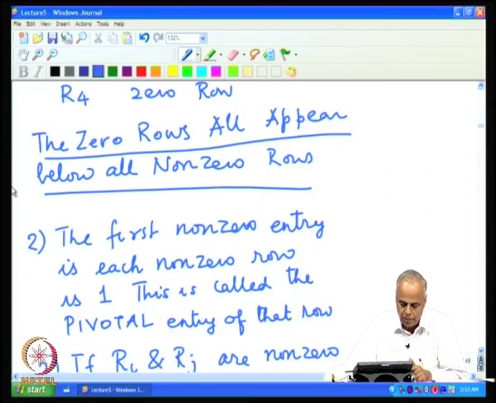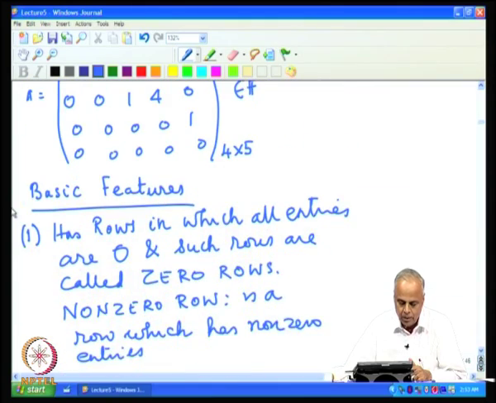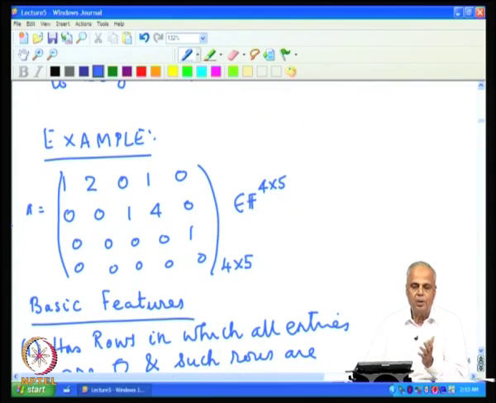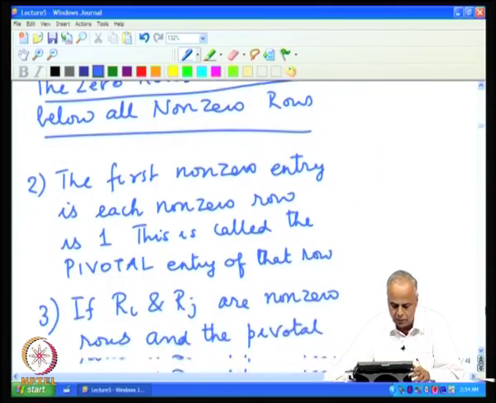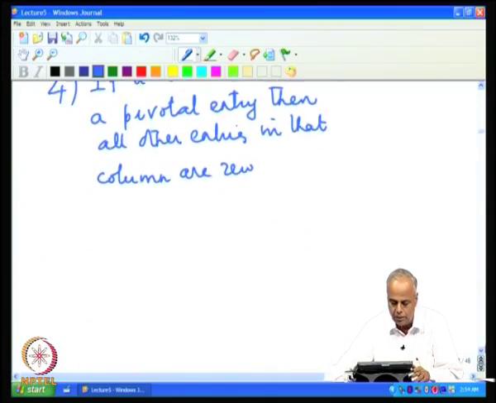So, these are the basic features, namely there are non-zero rows and 0 rows. All the 0 rows appear after all the non-zero rows. The first non-zero entry in each non-zero row is 1 and these are called pivotal entries, and as we go down the matrix the pivotal entries keep moving to the right, and any column which contains a pivotal entry, all other entries are 0. Whenever a matrix is in this form, it is called a row reduced echelon matrix.